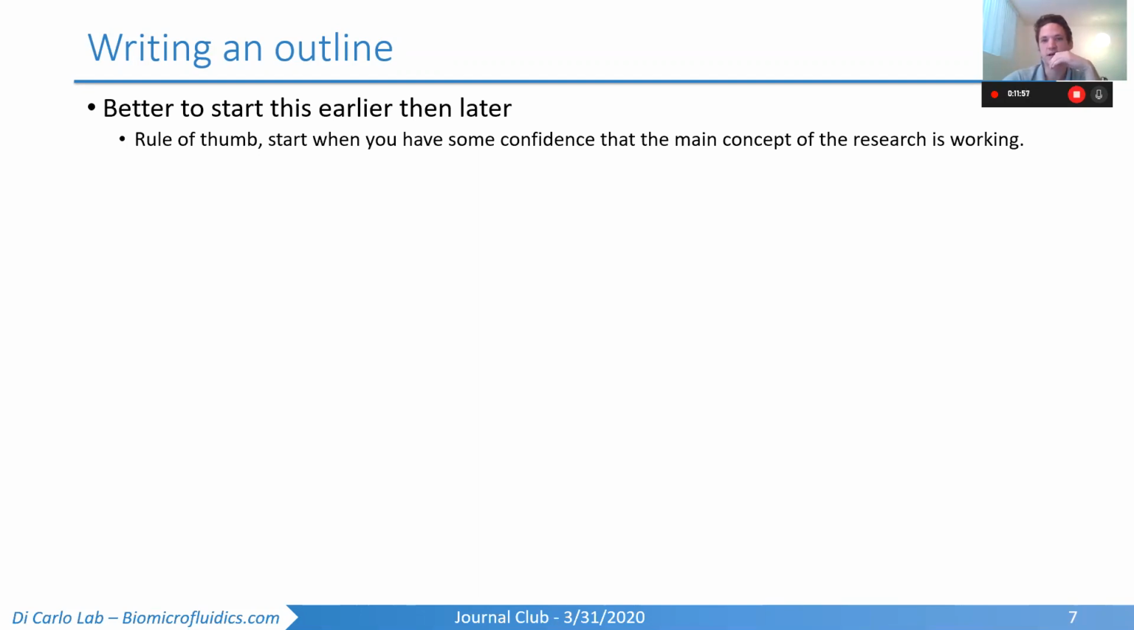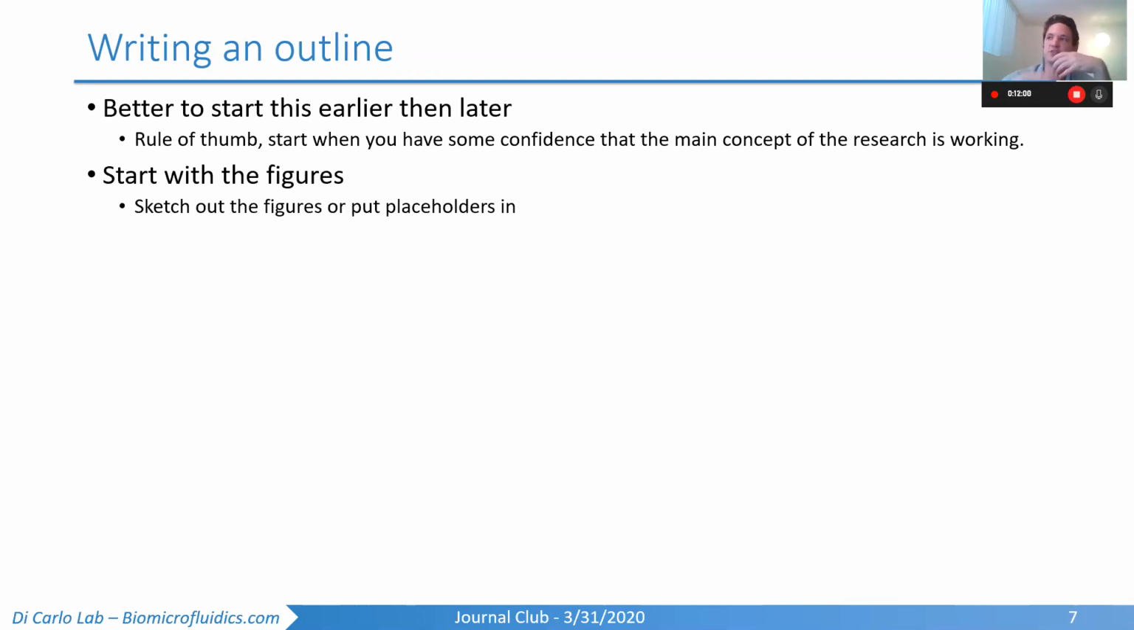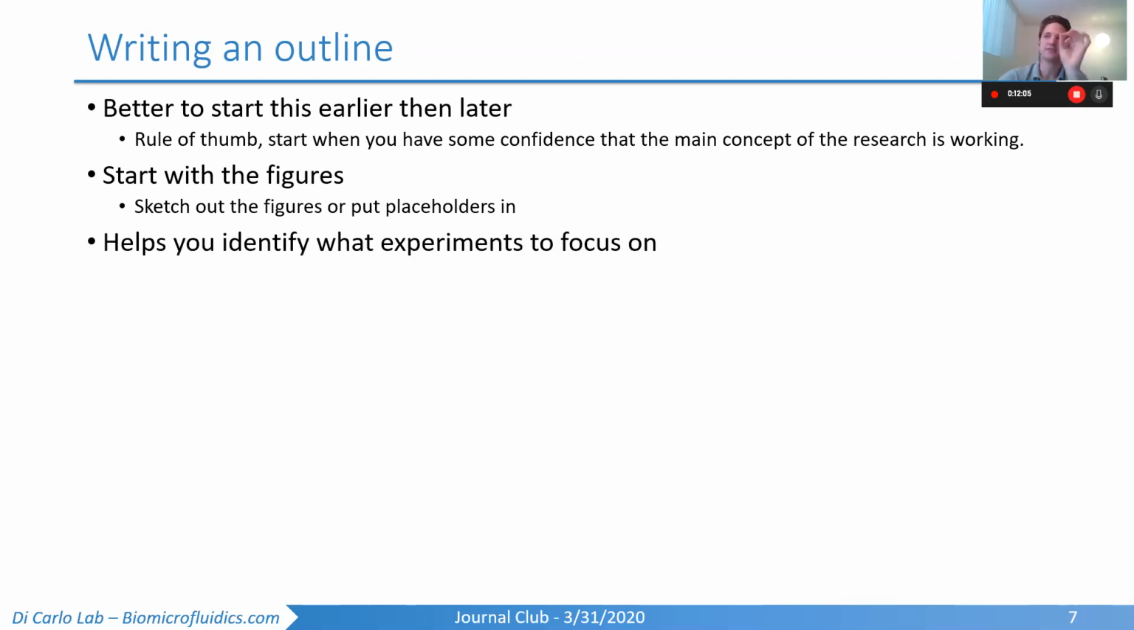It's also good to start with figures, so sketching out figures to put in as placeholders. The point of this really is it helps you identify what experiments to focus on. There's always a ton of experiments that you can do for a project, but some are going to be more important for whatever story you're trying to tell. If you work on framing your story earlier in the process, you can save a lot of time by focusing on experiments that are critical to conveying the story that you want to present.